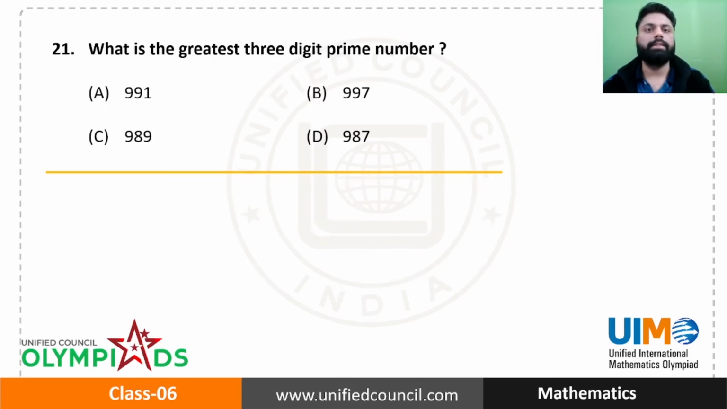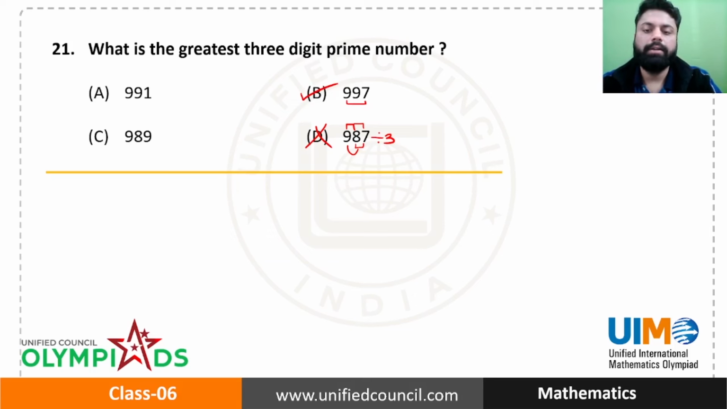Next one. What is the greatest 3-digit prime number? So see, if you talk about the prime number, over here 9 plus 8 is 17 plus 7 is 24. This number is divisible by 3, not the correct one. So the greatest prime number which is a 3-digit number is going to be 997. The rest of the numbers are divisible by some number.